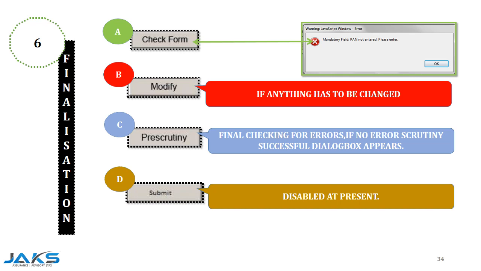On successful validation, a message is displayed: form level pre-scrutiny is successful. At this point, we shall place the digital signature. The modify button is enabled after you have checked the e-form using the check form button. If we feel like making any kind of changes in the form, we can click the modify button, make changes and click check form again.